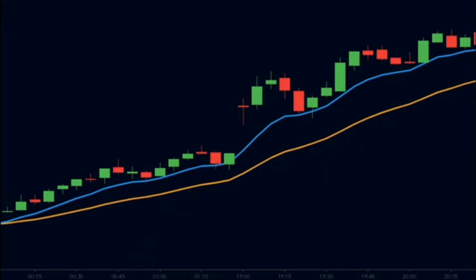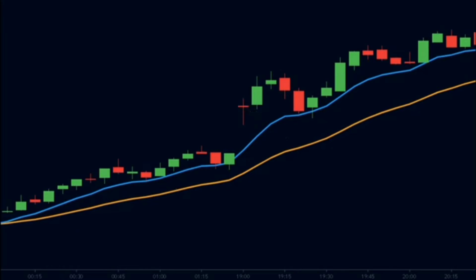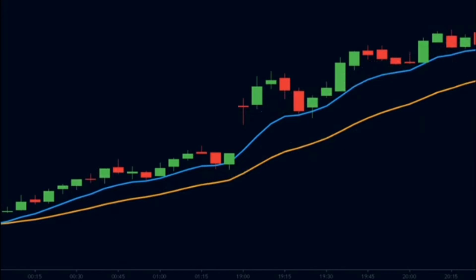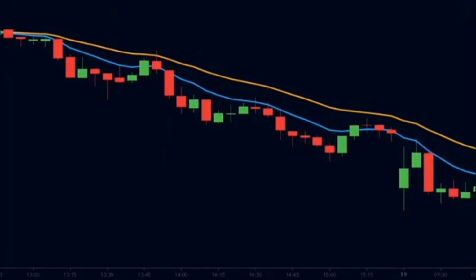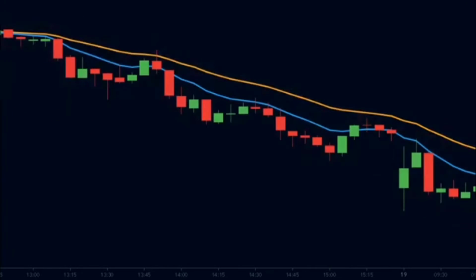Another thing to note here is that the moving averages will be sloped upwards at an approximate 45-degree angle. The gap between the moving averages should also grow wider with each candle. This means that the moving averages should look like they are moving far apart from each other. For this chart, we can confirm that the price is in an uptrend and hence, we will only look for buying setups.